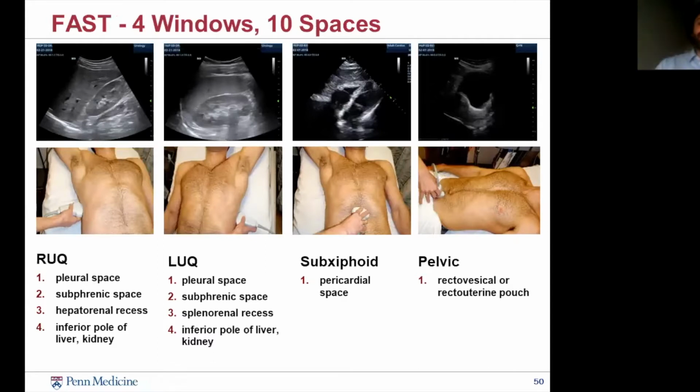Similarly, the left upper quadrant lets you evaluate the same spaces, except with the spleen. The subxiphoid view, as we already discussed, lets you see a pericardial effusion or pericardial blood, and the pelvic ultrasound lets you see if blood is hiding in the retrovesicular or retrouterine pouch.